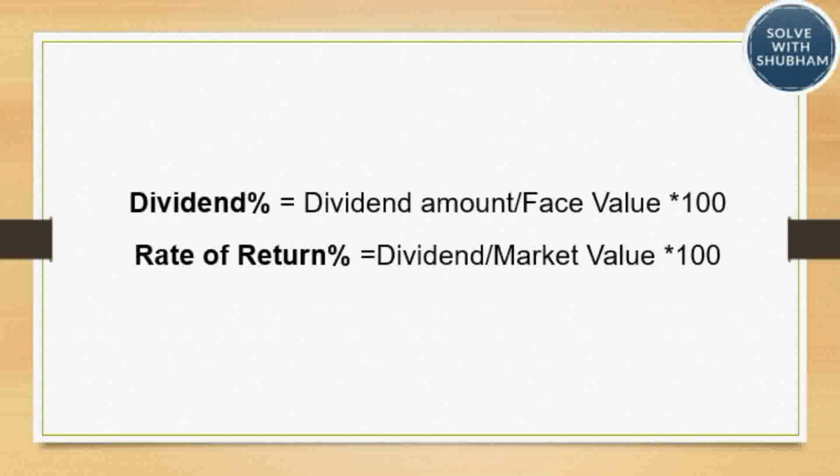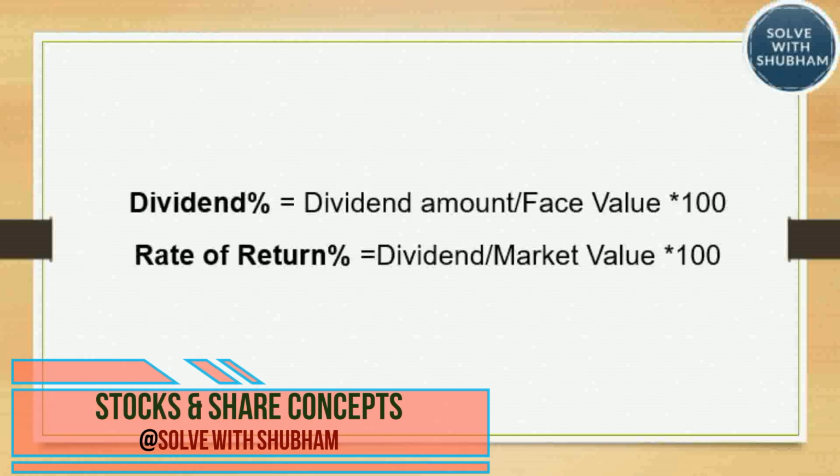Dividend percentage, your profit percentage, is dividend amount by face value into 100. What is your rate of return? Rate of return signifies that you have bought the share and how much profit you are making on it. So rate of return percentage would be calculated as dividend by market value, which is the price at which you have bought the share, into 100.